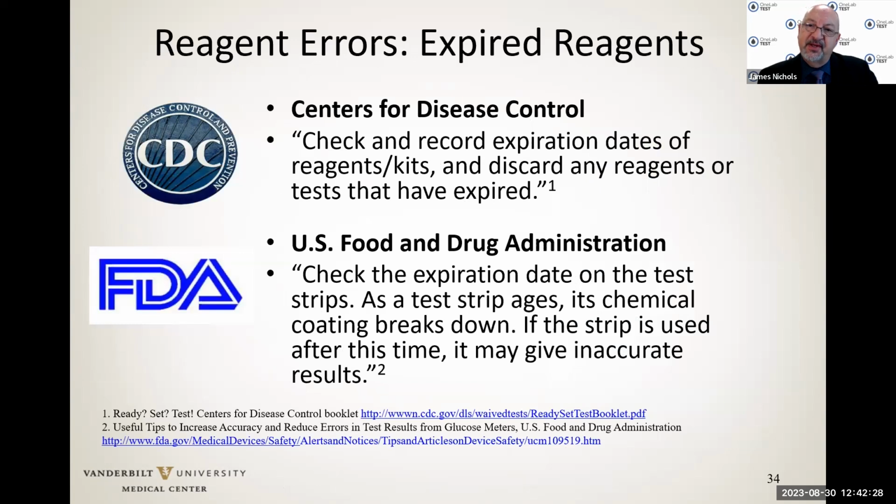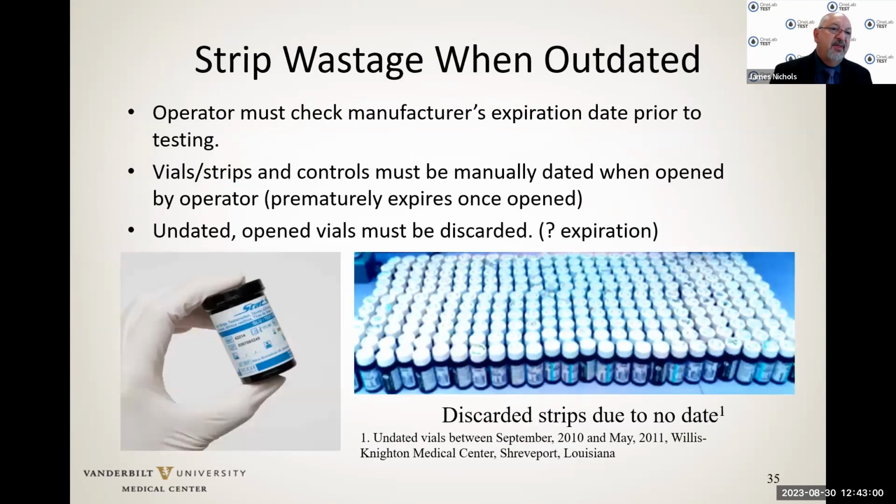Expired reagents: the CDC and the FDA also indicate to check and record expiration dates of reagents and kits and discard any reagents that have expired. Many devices, or molecular devices in that case, use barcoded reagents, and they understand the expiration date when you put that cartridge into the test. Some do, some do not. And if we're doing something like a glucose meter or a control vial, when you open those, there is premature expiration of those manufacturer imprinted dates.